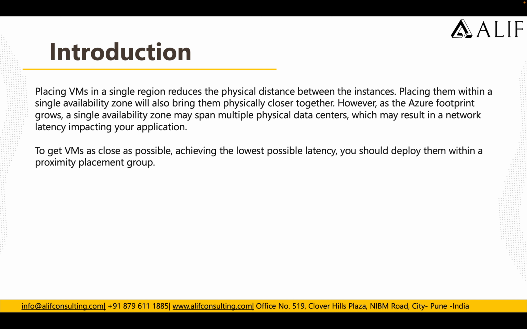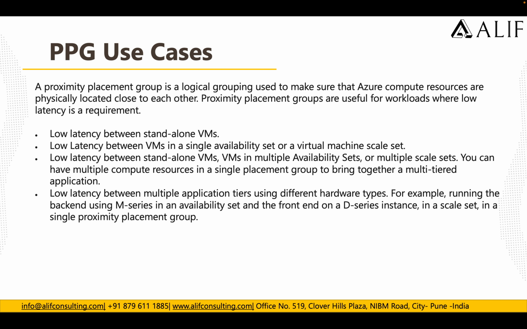With the availability set, it makes sure your VMs are distributed across multiple racks within the data center. But with the PPG, it makes sure your VMs are closer to the racks where your VMs are distributed. Now, what use cases do we have?